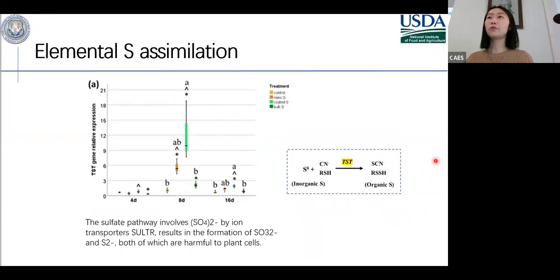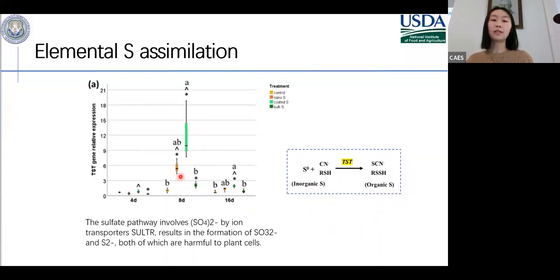Another approach to understand the uptake of this elemental nanosulfur into the plant tissue is RT-qPCR. We analyzed the related gene expression, the expression of genes related to the direct assimilation of elemental sulfur, which is sulfur 0, into the plant, from the inorganic sulfur to the organic sulfur.